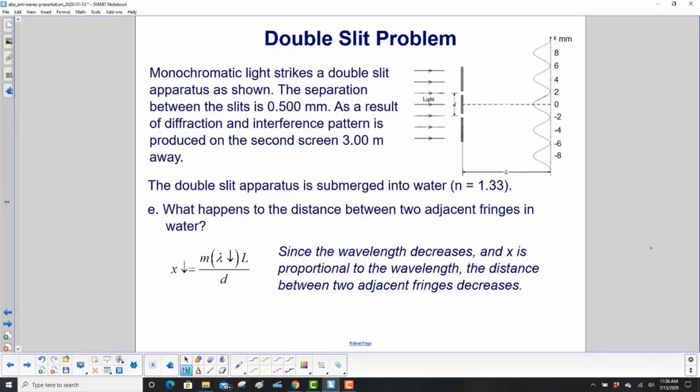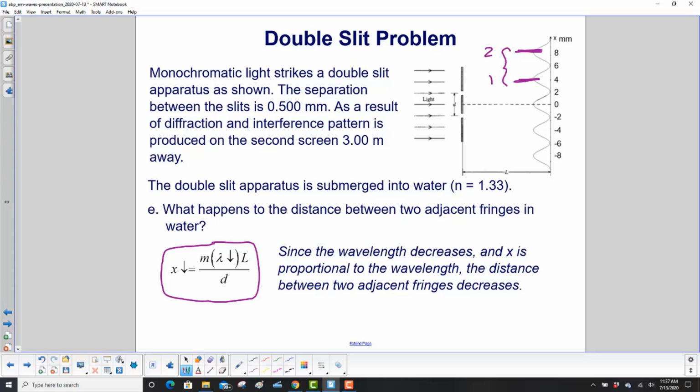What happens to the distance between two adjacent fringes in water? So let's say we have one fringe here, m equals 1, and here's another fringe, m equals 2. We want to know what happens to this distance. Well, we look at our equation that tells us where the fringes are for constructive interference. It's mλL/D. m will stay the same when we compare them because it's going to be 0, 1, 2, 3. In this case, it'll be m equals 1, m equals 2. So what we can do is compare m equals 1, where its fringe is, to m equals 1 for the fringe when it's in water.